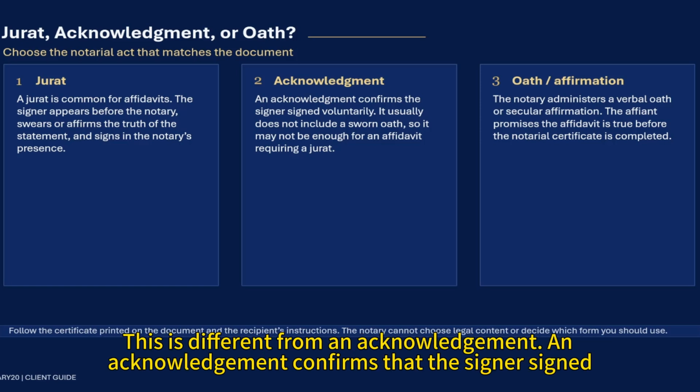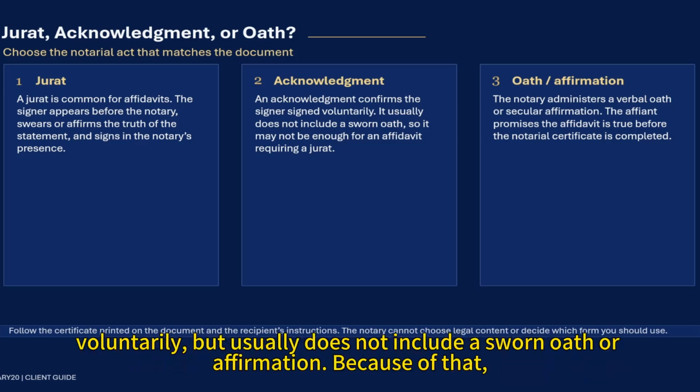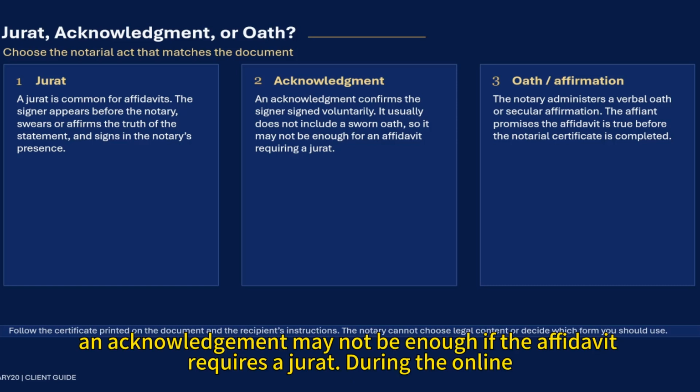This is different from an acknowledgment. An acknowledgment confirms that the signer signed voluntarily, but usually does not include a sworn oath or affirmation. Because of that, an acknowledgment may not be enough if the affidavit requires a jurat.